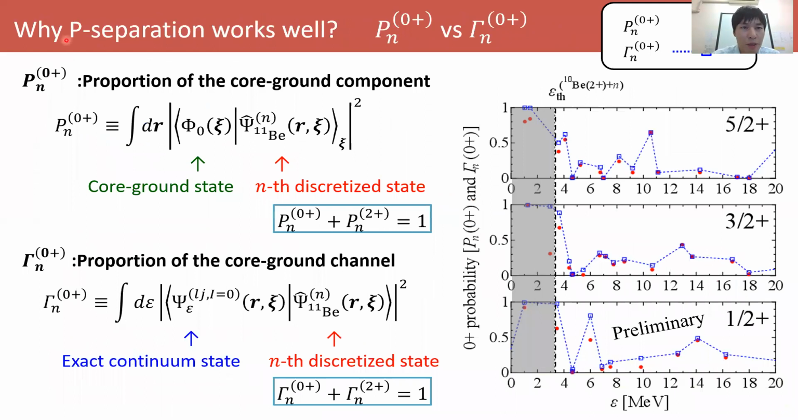By the way, why does the P separation work well? We investigated the difference between P and gamma defined here in this page. Again, this is a 0+ probability defined by the squared overlap. This P corresponds to the proportion of the core ground component in a certain pseudostate. And here we define gamma by this equation. This is the overlap between the nth discretized state and the exact continuum state. So gamma corresponds to the proportion of the core ground channel in a certain pseudostate.